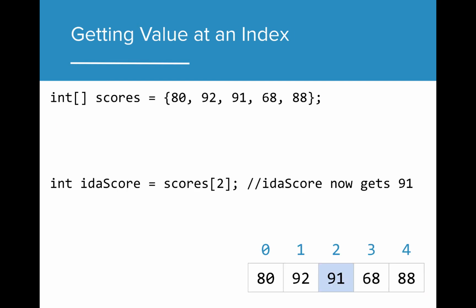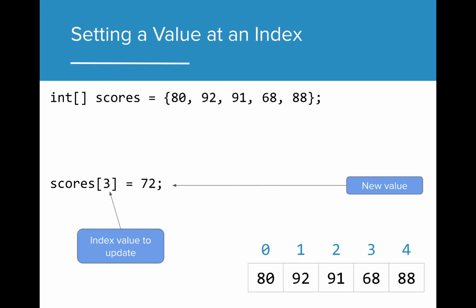To access values in the array, we reference the variable name followed by the index value inside of square brackets. In this example, we are accessing the value at index 2 of the scores array. We then assign that value to a new integer variable called ida_score. Setting a value in an array is similar. To assign a value, we select the element of the array by referencing the variable followed by the index inside of square brackets. Then assign the new value to that index in the list.